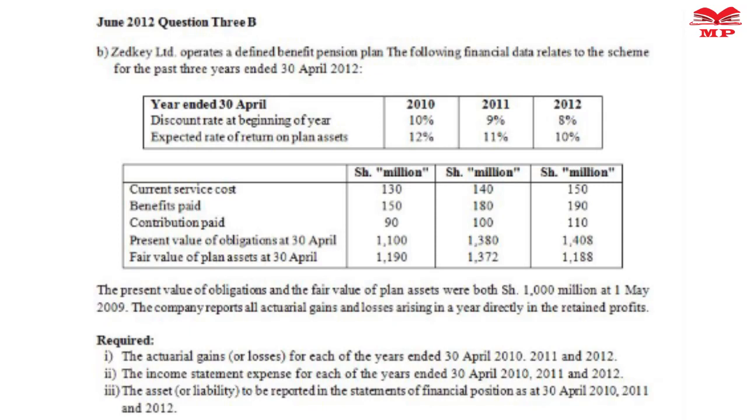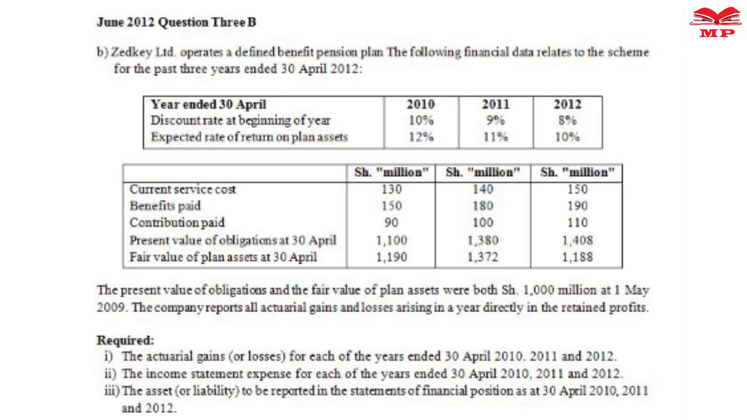The company reports all actuarial gains and losses arising in the year directly in the retained profits. Required: the actuarial gains or losses for each of the years ended 30th April 2010, 2011, 2012; the income statement expense for each of the years ended 30th April 2010, 2011, 2012; and the asset or liability to be reported in the statement of financial position as of 30th April 2010.